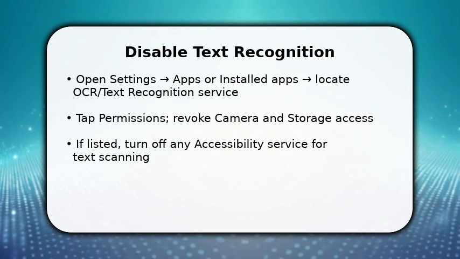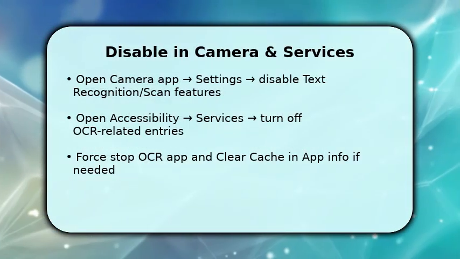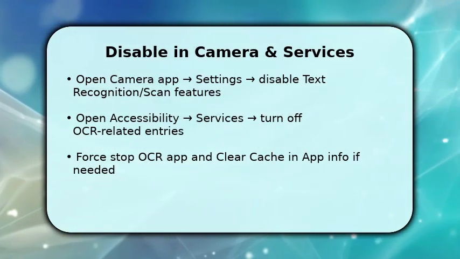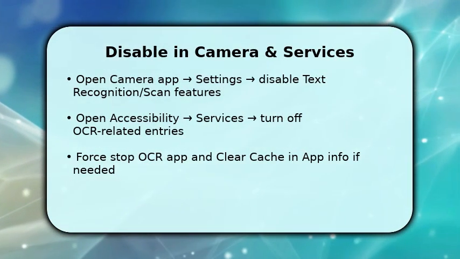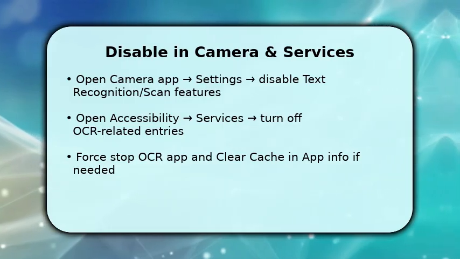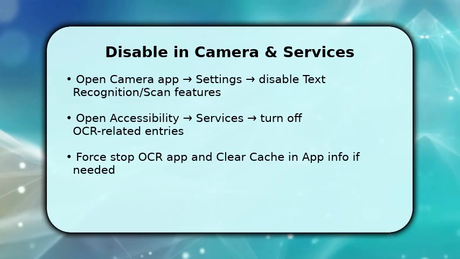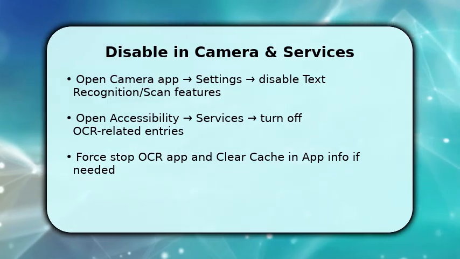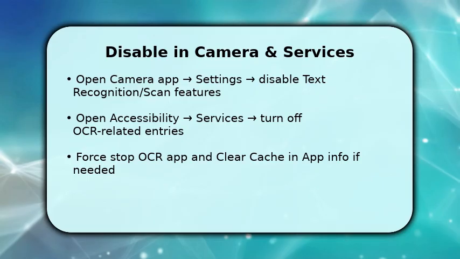Next, open the camera app and go to Camera Settings. Many Tecno phones expose text scan or recognition toggles here. Switch them off. After that, open Accessibility Settings and ensure any scanning or reading services are turned off. These can run even with the app disabled.